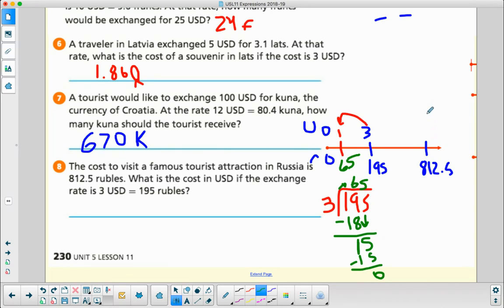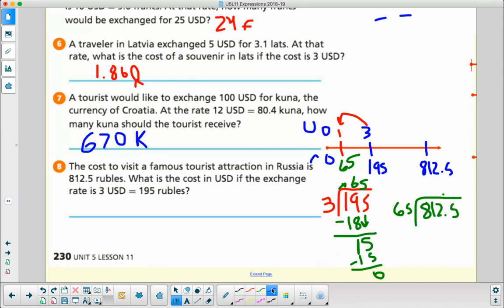I'm going to get a decimal here. So what do I have to do now? Oh, wait a minute. Every $1 is 65 rubles. I want to know how many 65s are in 812 and 5/10. I need to divide my 812 and 5/10 by 65. How many of you got that? That's pretty tricky to figure out how many dollars are in there. How many 65s are in there? For each 65 in there, I have $1.